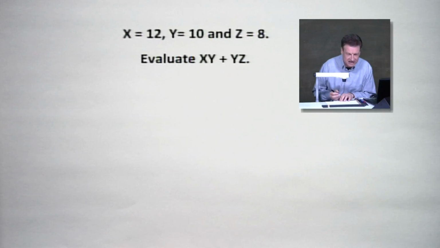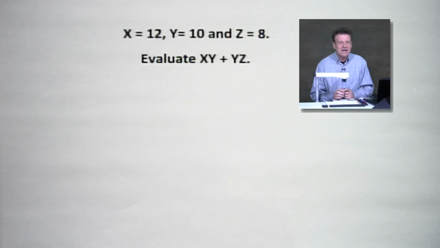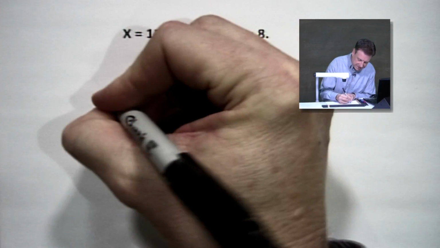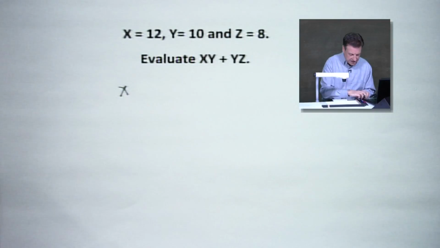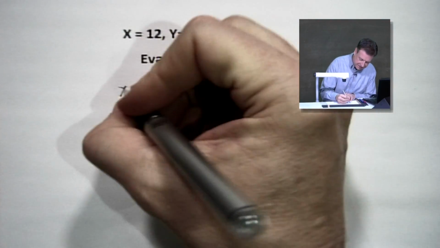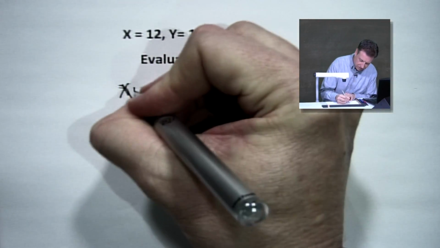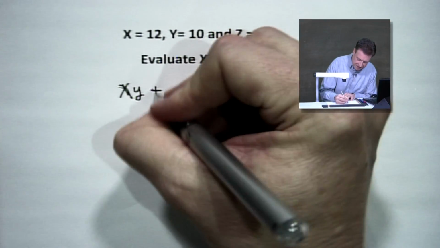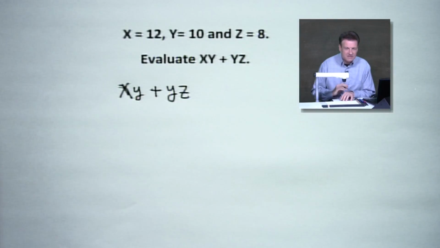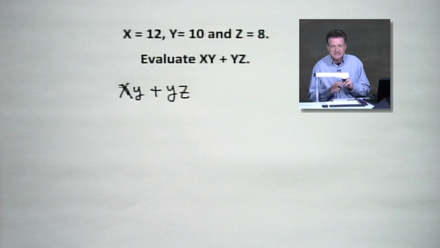So let's take a look at this thing. It says x is 12, y is 10, and z is 8. We may not like those, but we're stuck with them. We've got to go with what we've got here. So what we're going to do is take this problem, xy plus yz. And this is simply a basic substitution and simplify, all right?